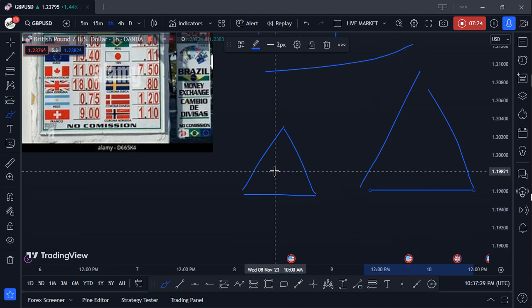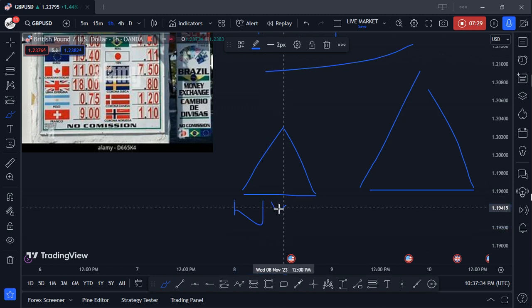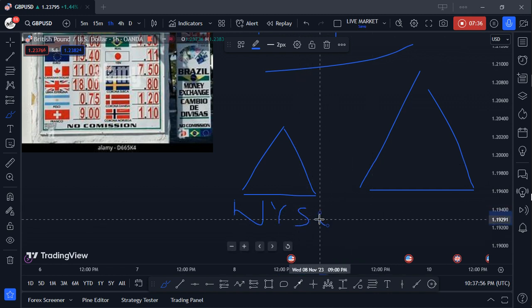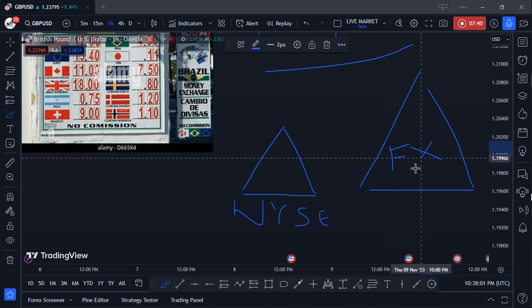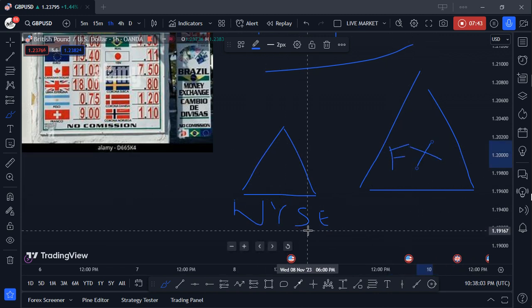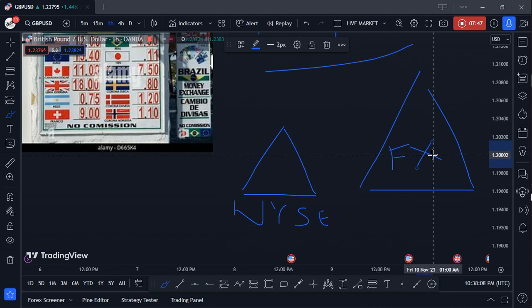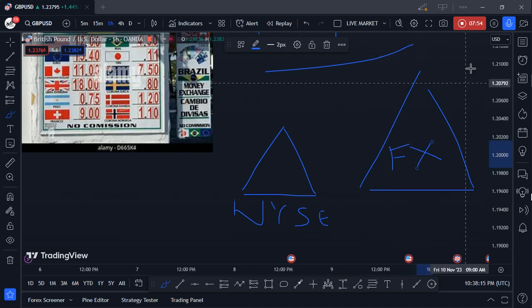This is the New York Stock Exchange, and this one is the FX market. So although the New York Stock Exchange seems to be big, it's not comparable to the FX market, because this is the largest financial market in the world with an estimation of about 6.6 trillion United States dollars.